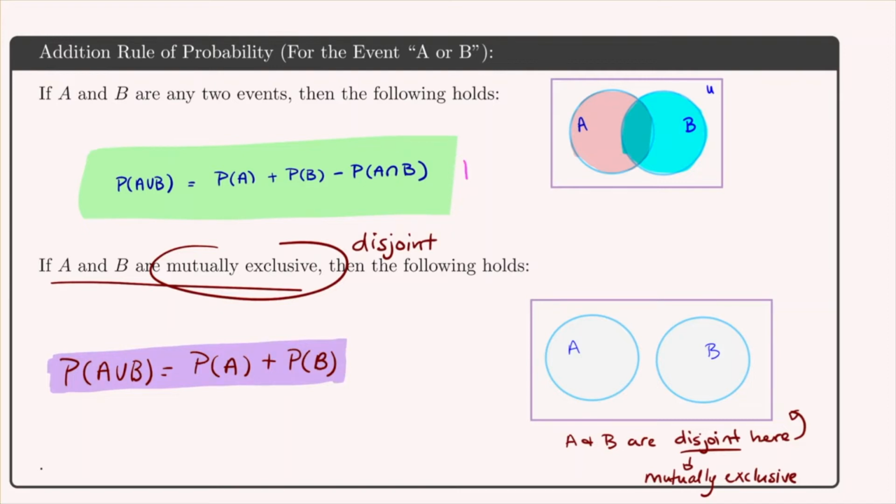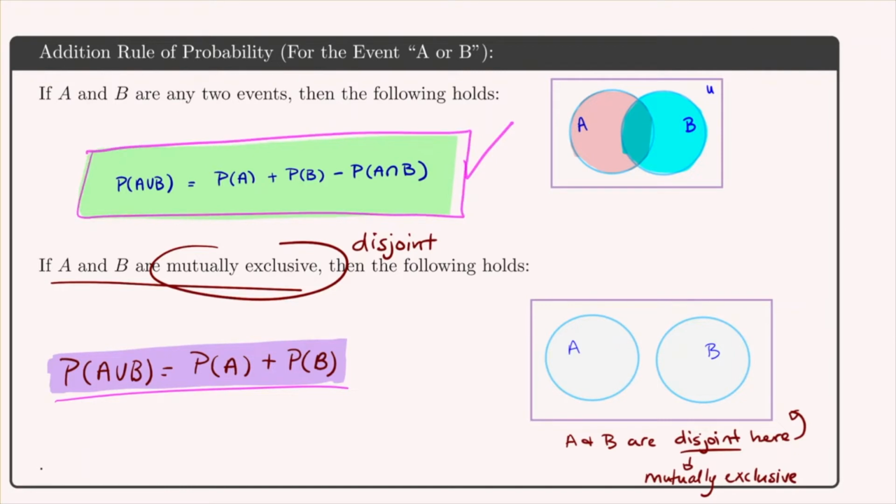Now, most commonly you will use the first formula because commonly we don't know if events are disjoint or not, but if you ever have the extra piece of information that they are disjoint, then you can use this formula as a shortcut. But keep in mind the first one will be the more commonly used of the two.